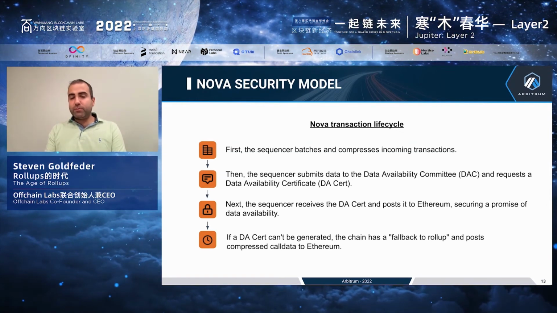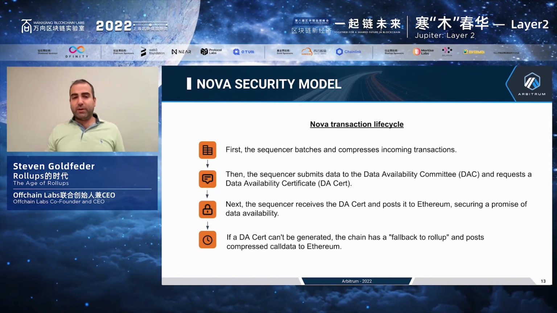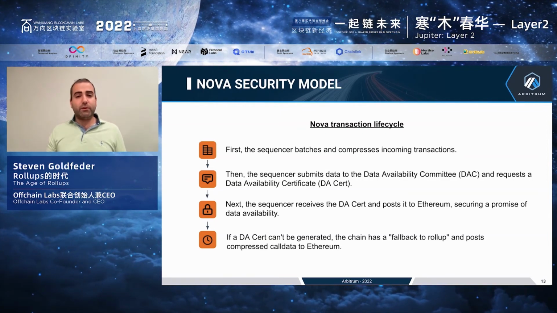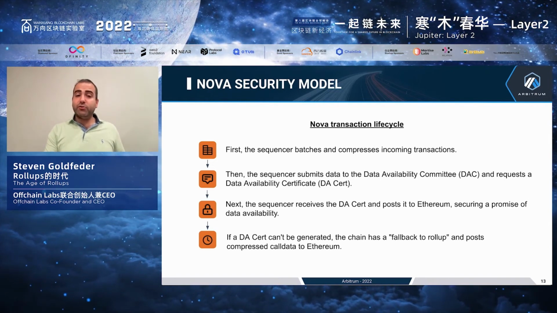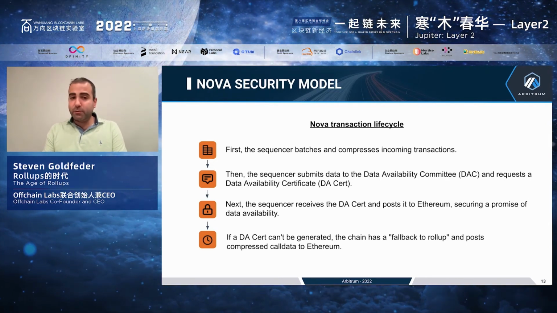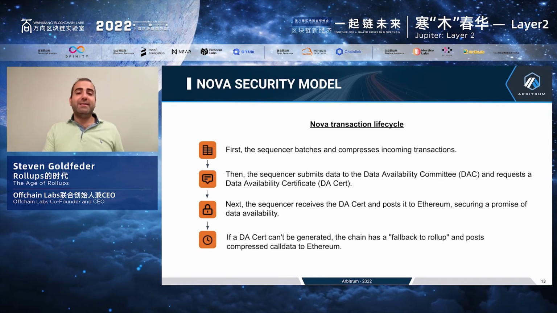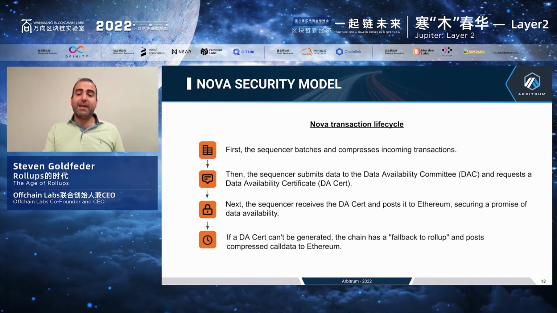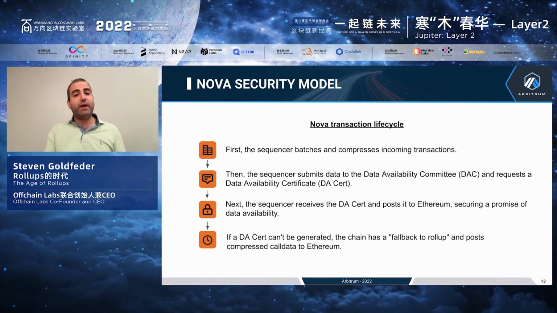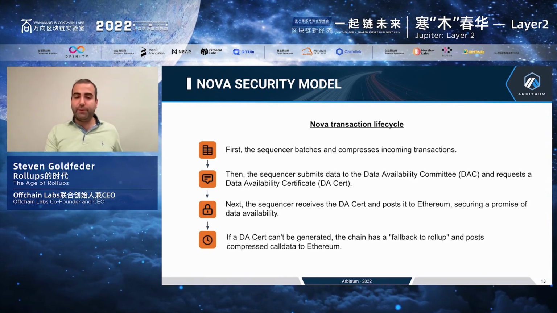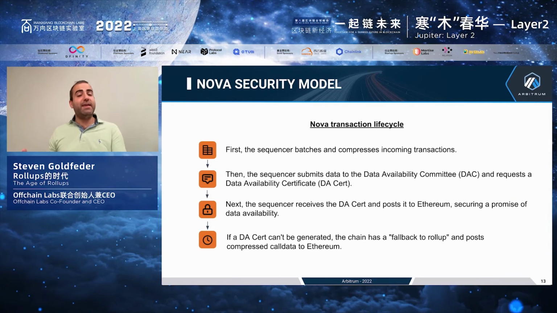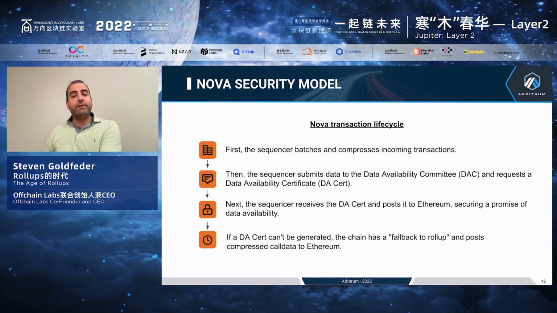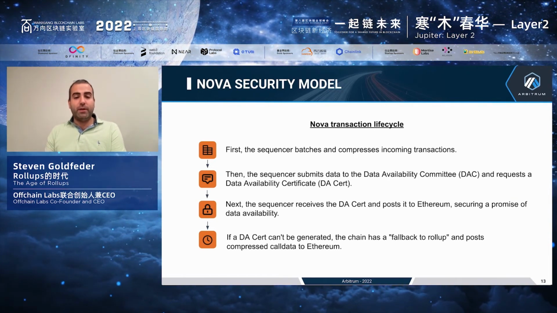Well, when you send your transactions in Arbitrum, you send them to the Arbitrum sequencer. Usually the sequencer will post your transaction data on Ethereum in a rollup. In an AnyTrust chain like Arbitrum Nova, it doesn't post the data to Ethereum. Instead, the sequencer sends it to a data availability committee, and it asks the data availability committee to sign a certificate. And that's what it posts on Ethereum. So rather than posting the data on Ethereum, it posts a certificate that says, hey, this data is available by the data availability committee.